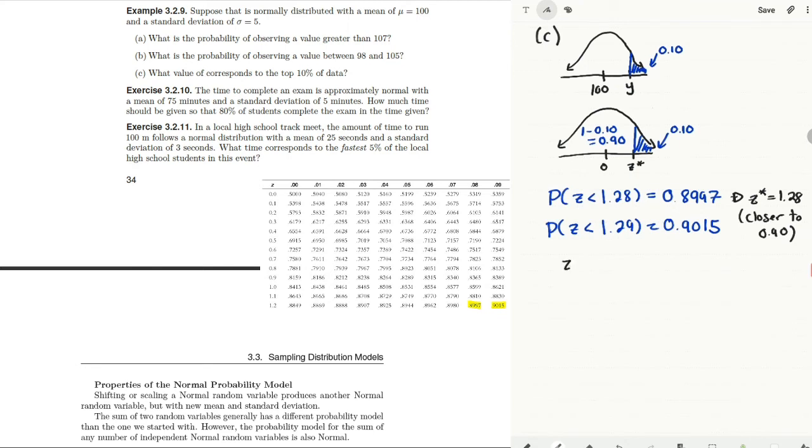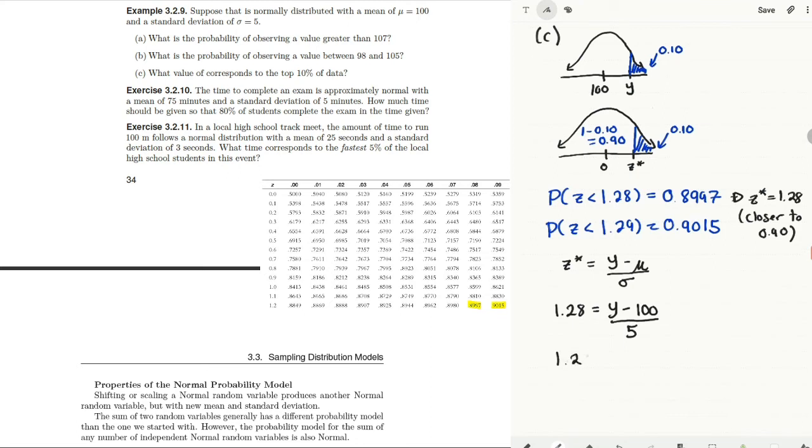And now that we have our z-score, we can use the z-score formula to determine the value of y. Recall that the z-score is equal to y minus the mean divided by the standard deviation. So our z-score is 1.28. We are looking for y. The mean is 100, and the standard deviation is 5. So we can rearrange and solve for y.